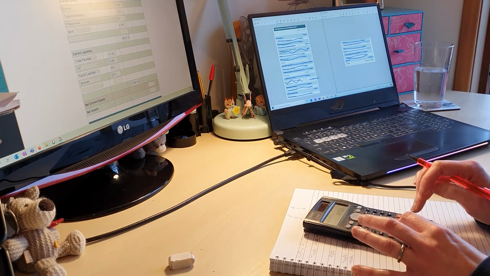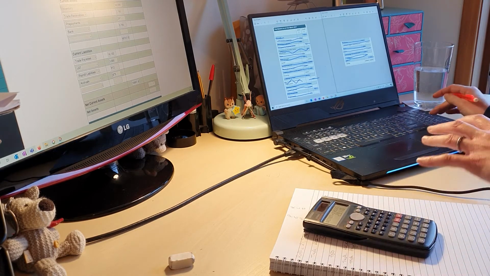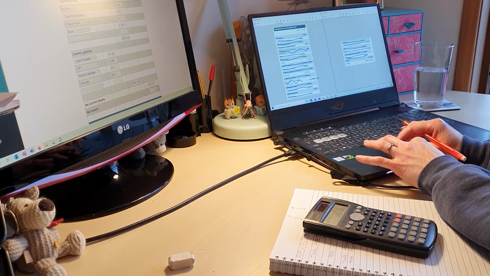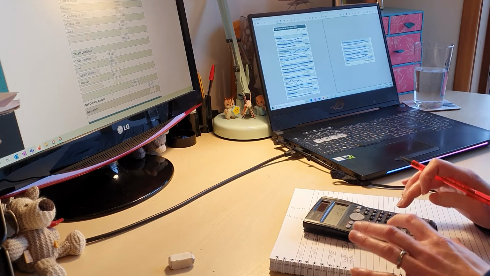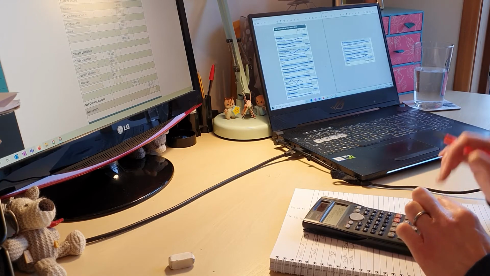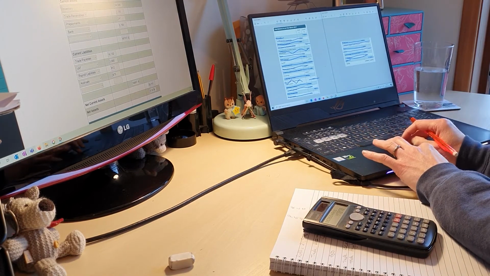707 minus 19597 is equal to 29110. And we've got 18768 plus, answer is 47878.